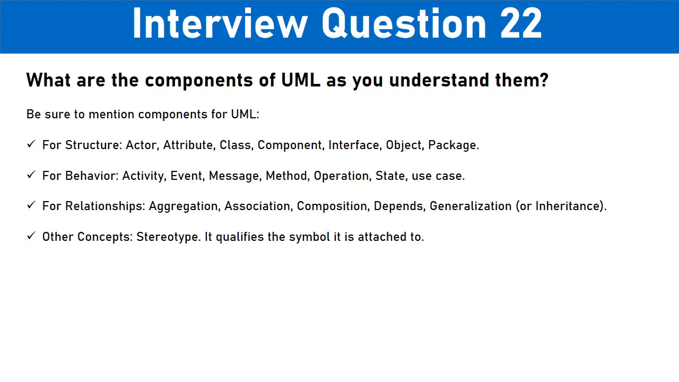Interview question 22. What are the components of UML as you understand them? Be sure to mention components for UML. For structure: actor, attribute, class, component, interface, object, package. For behavior: activity, event, message, method, operation, state, use case. For relationships: aggregation, association, composition, depends, generalization, or inheritance. Other concepts: stereotype. It qualifies the symbol it is attached to.